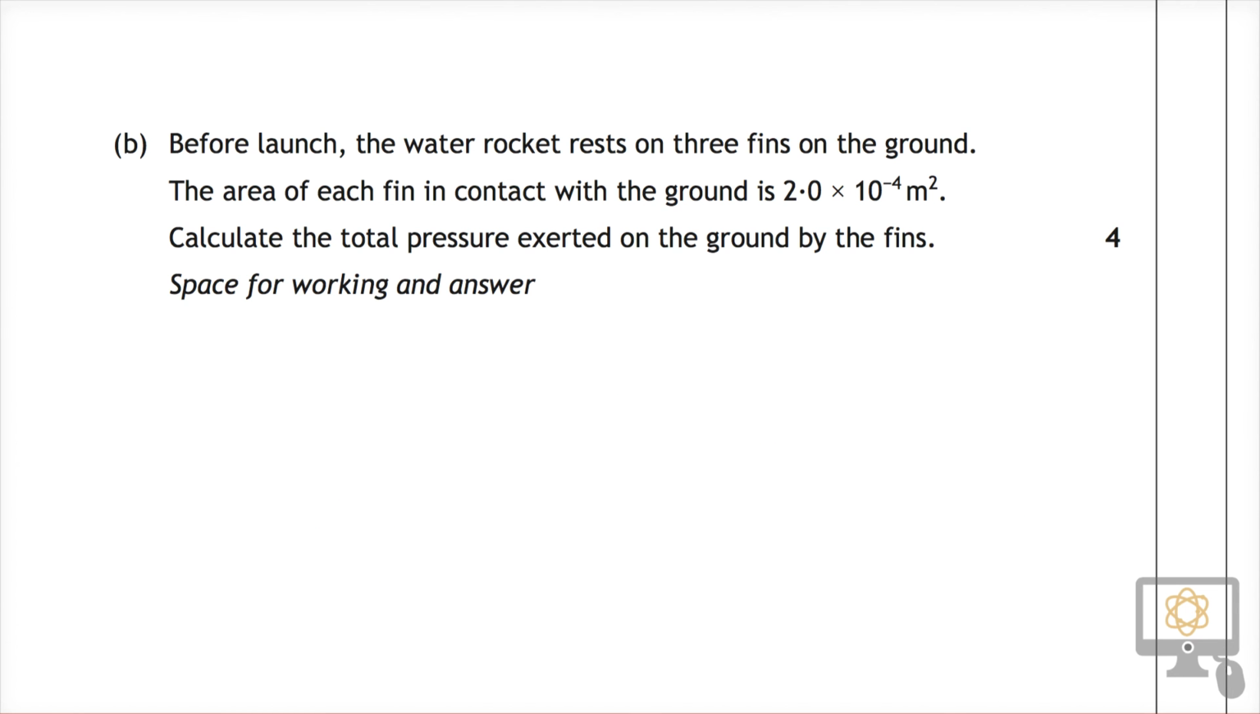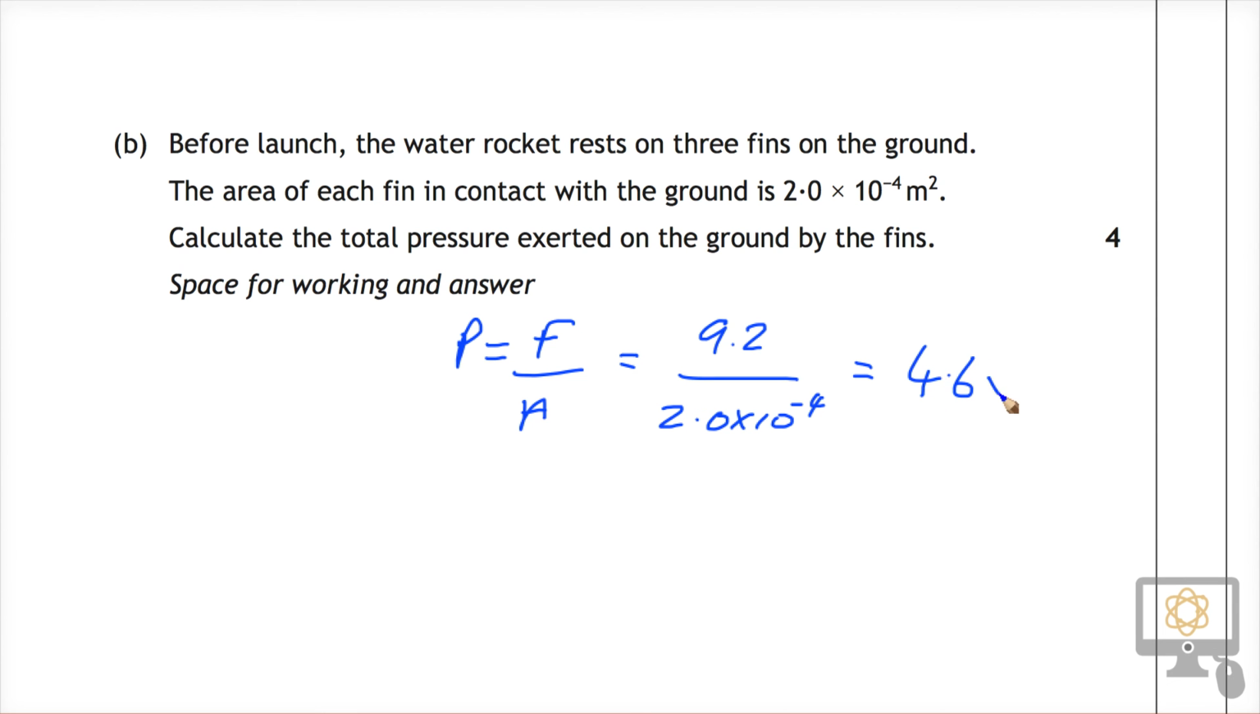Now of course there is an alternative method which is given in the marking scheme, and that's essentially doing the same formula. So you do P equals F over A, but this time you assume that the force is applied on one fin, and so all of that force, the 9.2 newtons, is applied on one fin, and that would give a pressure for one fin of 4.6 times 10 to the 4 pascals. But of course that isn't the true pressure, because the force is not applied on just one fin, but it's applied on all 3, and so in fact the actual pressure is a third of this pressure.